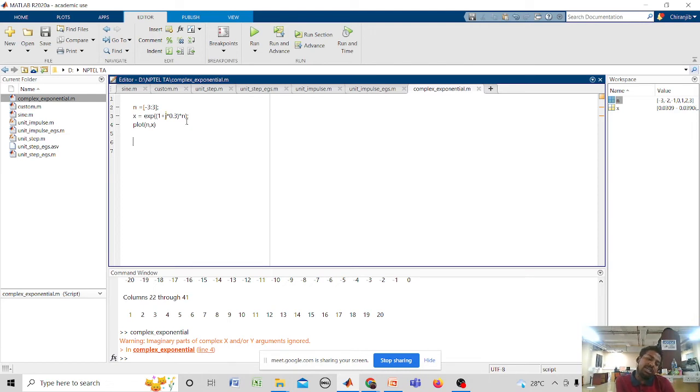So this function can actually be written in this manner. If we consider, for example, we have a function e to the power st. So obviously s is here 1 plus 0.3j, and obviously t is equal to n. It's clear.